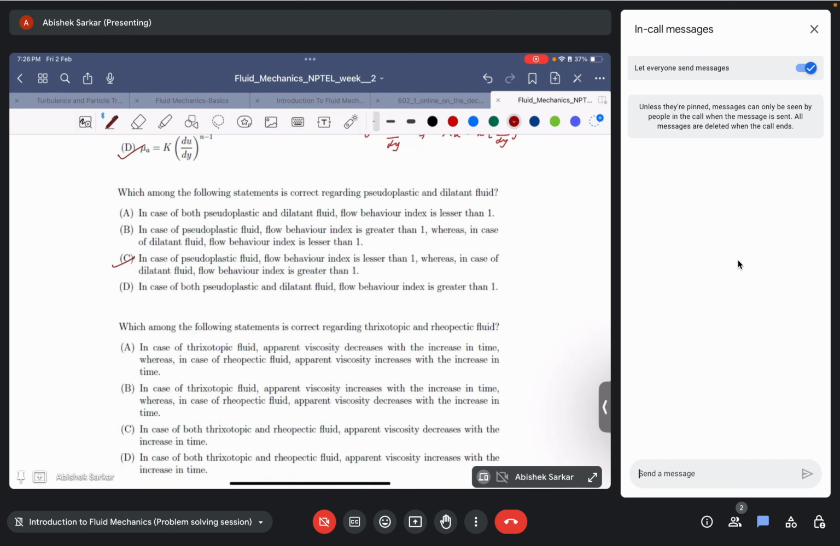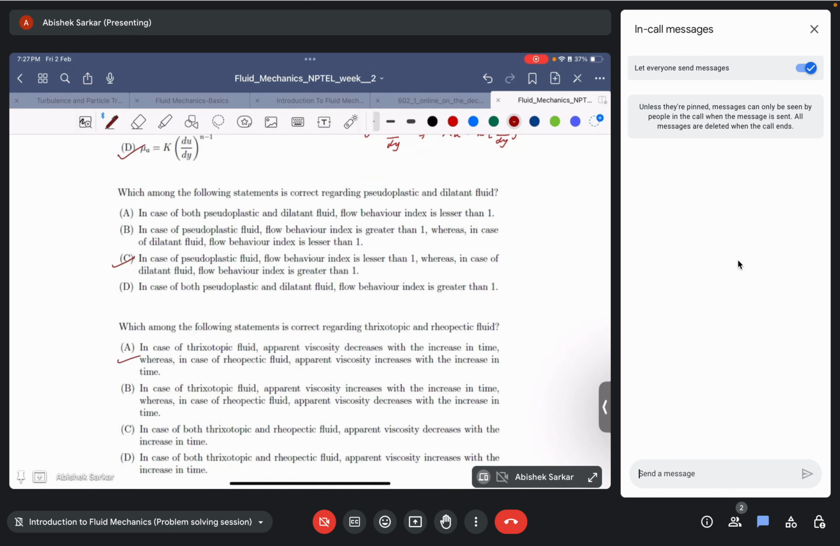Okay, so again, these are similar questions, conceptually. For this type of question, you need to remember the behavior. So here also I will just give you the answer. The correct answer would be option number A.